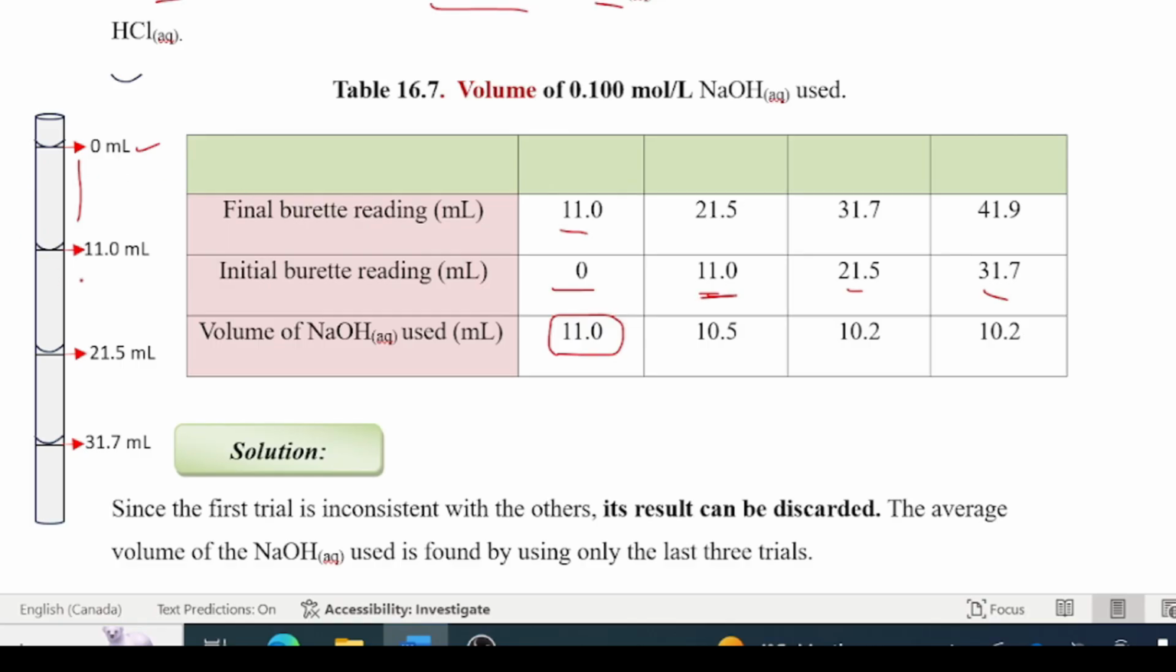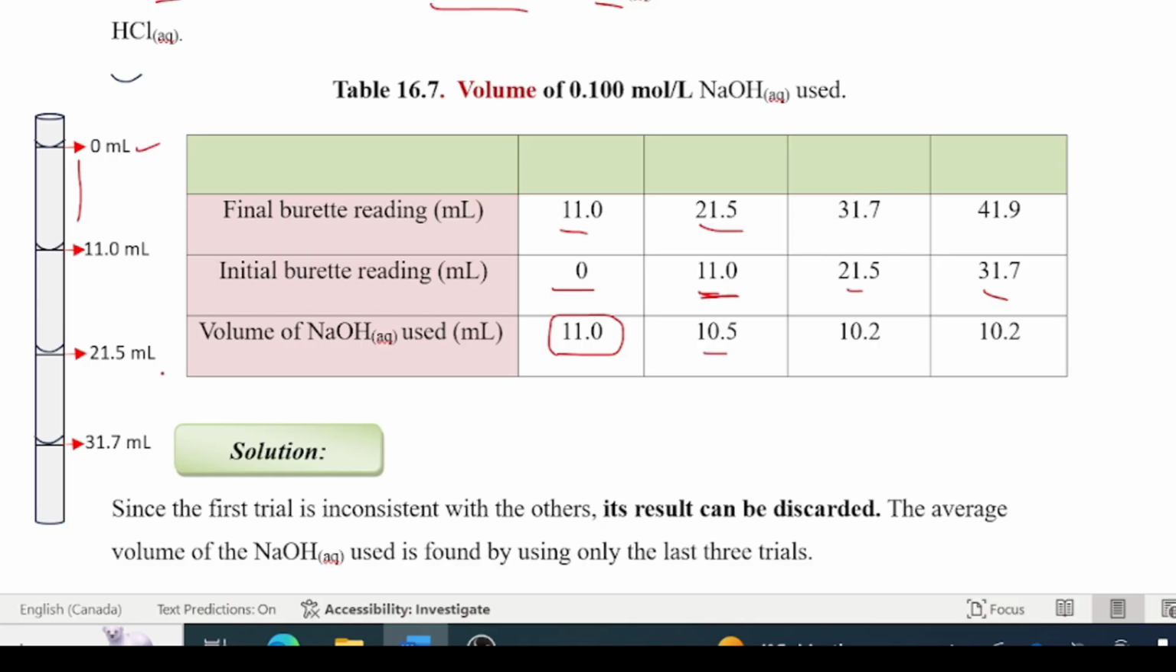And you continue with the second aliquot now. You place a second aliquot under your burette and you do a second titration. In the second titration now, it went to 21.5. So you want to know what volume you use. You take your initial reading for that one, which was 11, and you subtract it from that one there, and you got 10.5 here. So that's the volume there.